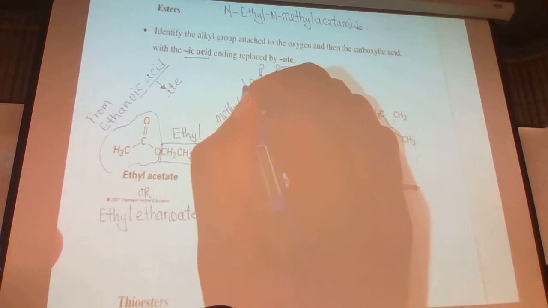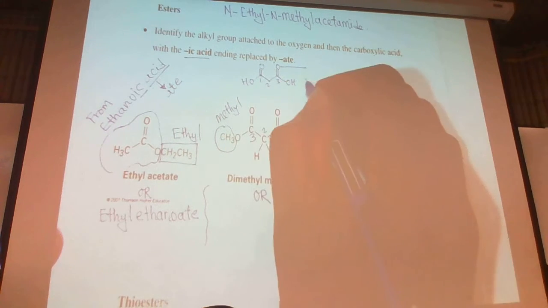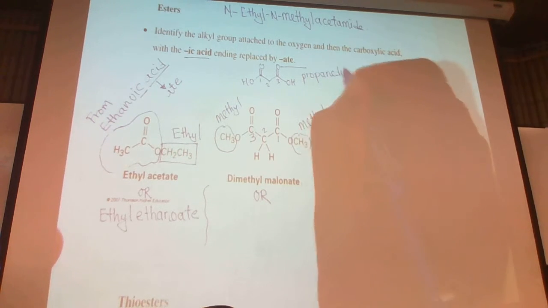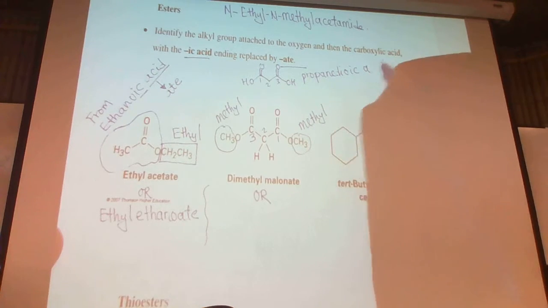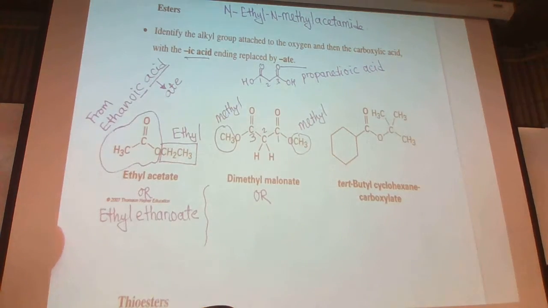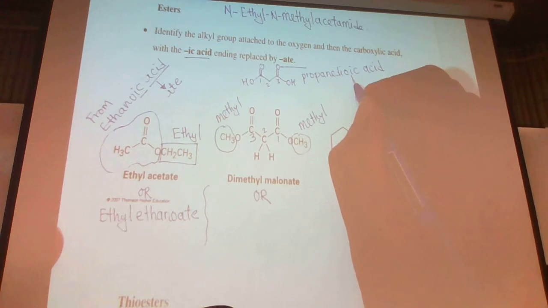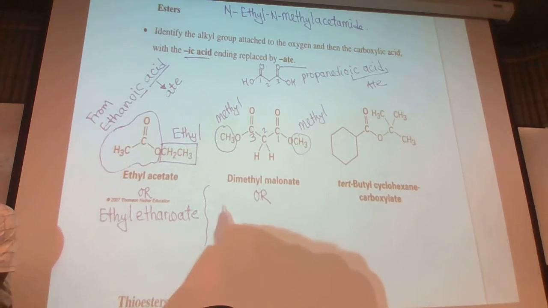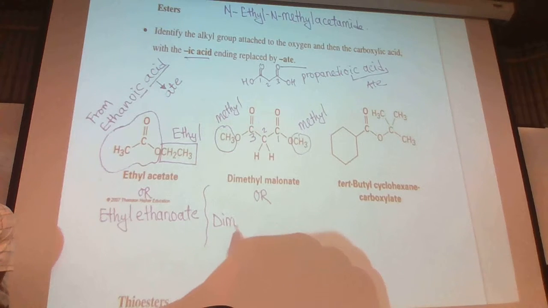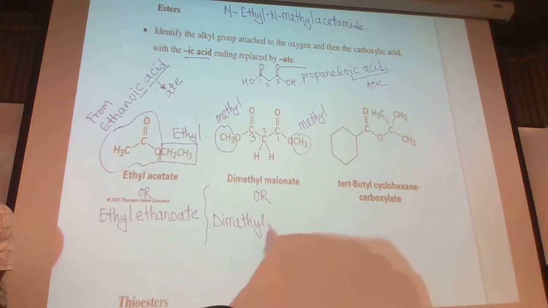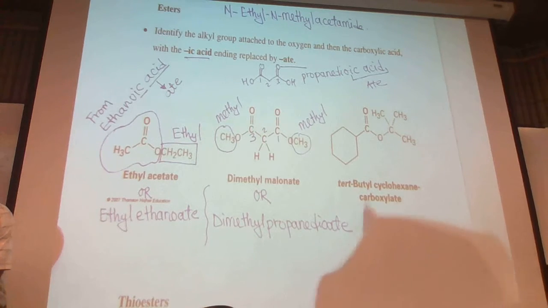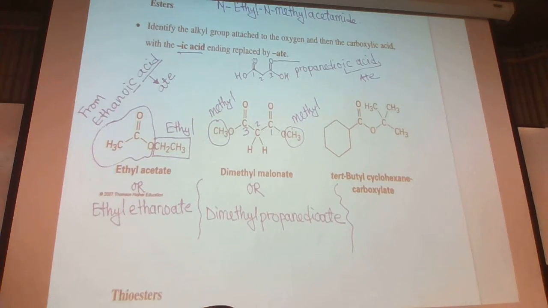So this is the corresponding acid from which it came. So this would have been propanedioic acid. Okay, but the rule says we should change the -ic acid alone to -ate, right? So that means this will be dimethyl, because you have two methyl groups on it, propanedioate.